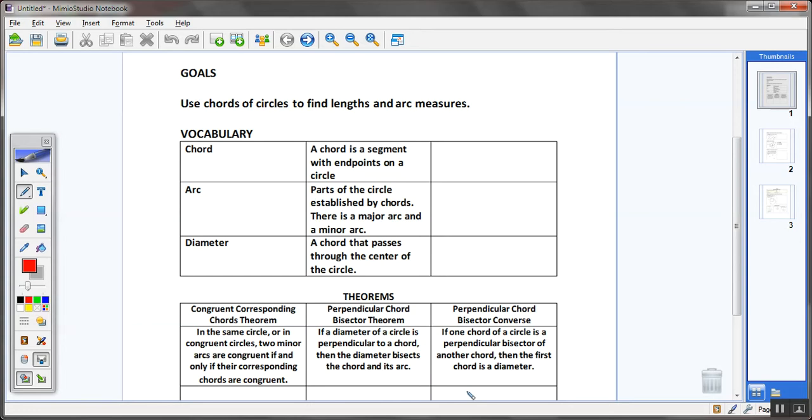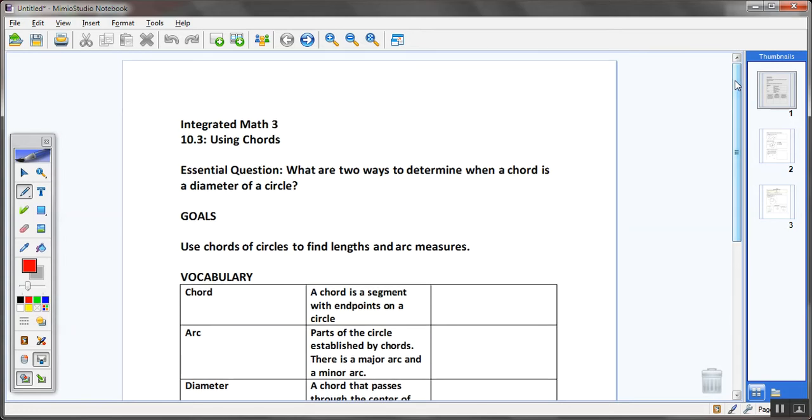10.3, what's our title, kids? Using chords. Remind me what a chord of a circle is again. It's the segment where the endpoints are on the circle. So there's 2 points on the circle. We connect a line segment between the two of them. We call them a chord. What's the name of the chord that passes through the center?